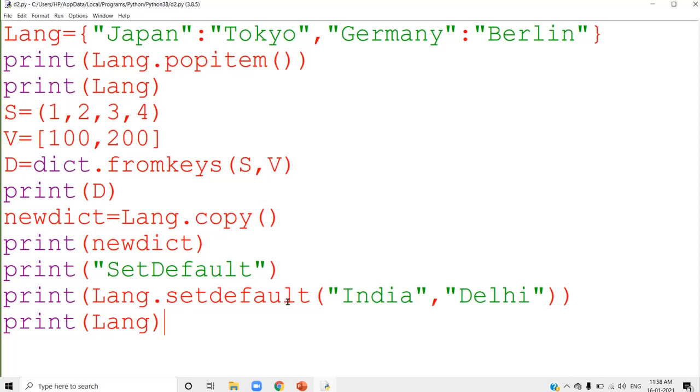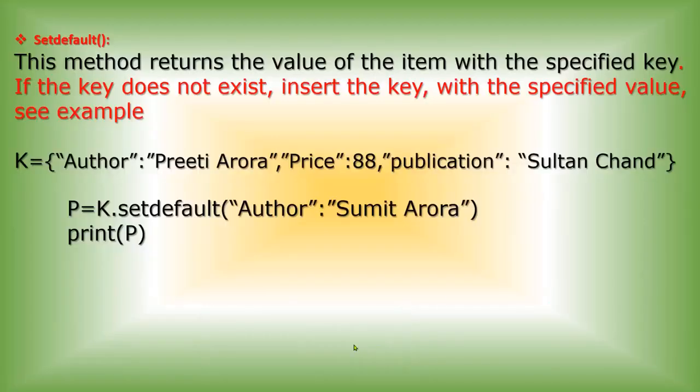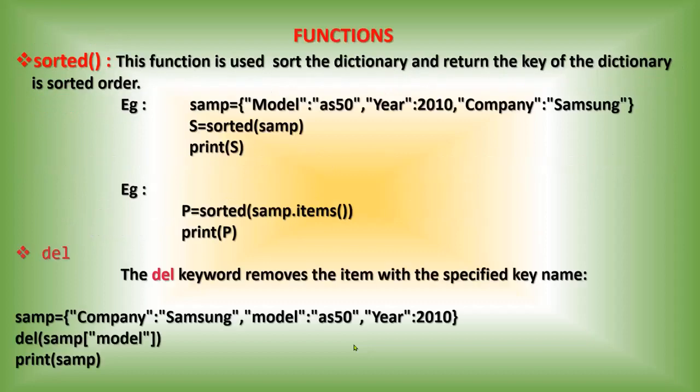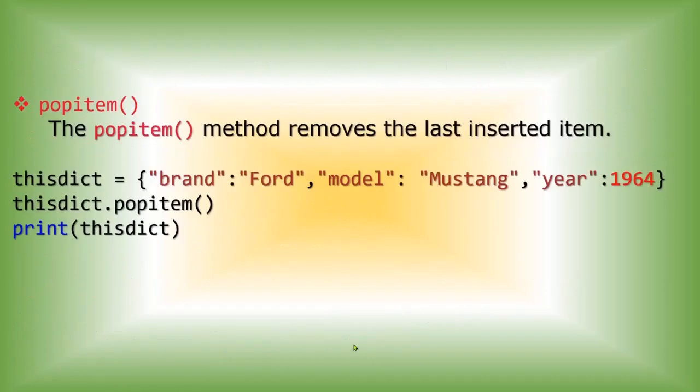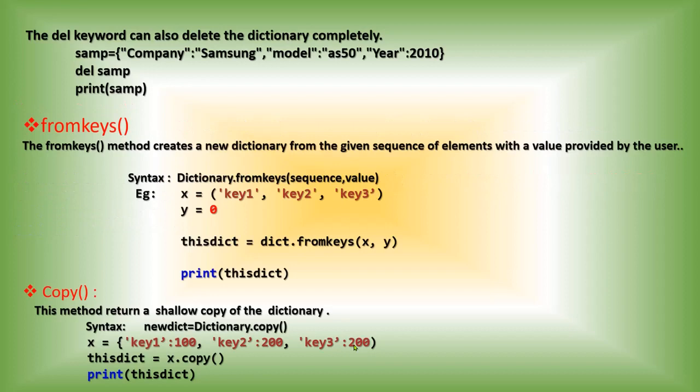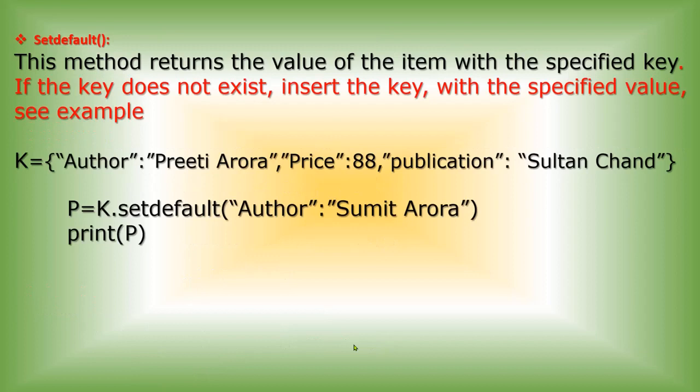All of you understood? Now see the next method. These are the methods. So see once again, the method pop item is used to remove the last element from the dictionary. Next one is from keys. Using any given sequence, you can create a dictionary. Next is copy. Copy is used to create a copy of the given dictionary. And the next one is set default. Set default will display the value of the given key. If the given key is not present in the dictionary, then the given key will be inserted into the dictionary.